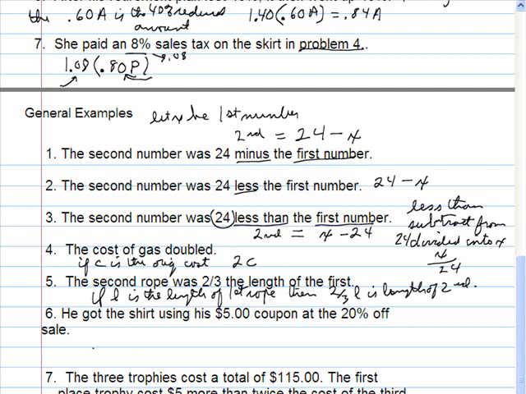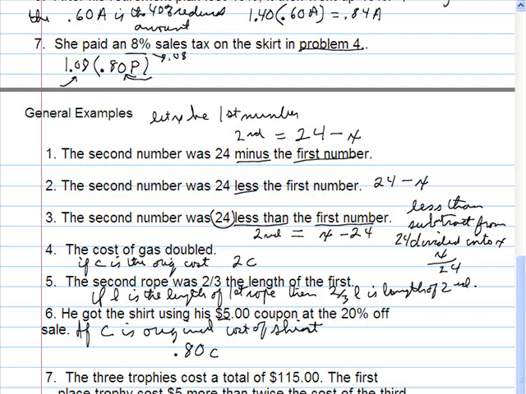Let's try a more complicated one. He got the shirt using his $5 coupon at a 20% off sale. If C is the original cost of the shirt and he's at a 20% off sale, then he's saving 20%. And when you save 20%, you pay 80%. So 0.80C would be his 20% off price.